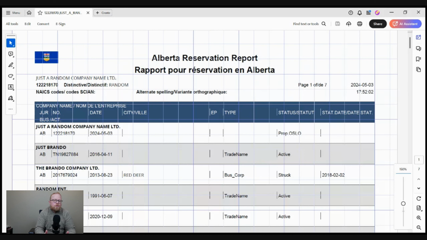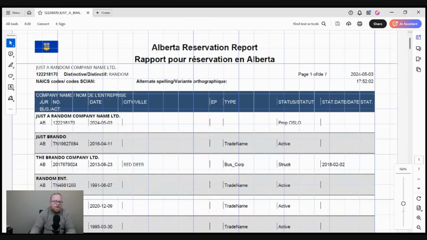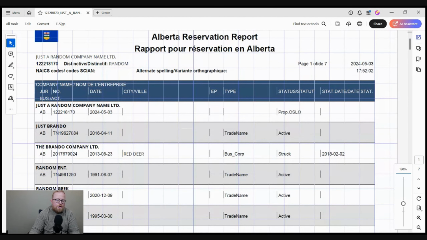The best way of seeing that is to actually take a look at what a NUANS report is. Something to keep in mind is that when you reserve a name, you reserve it for 90 days. This is an Alberta one, since that's where I ordered it from. We just used Just a Random Company Name Limited, which again has to have Limited on the end for a company. So it's really important to note.